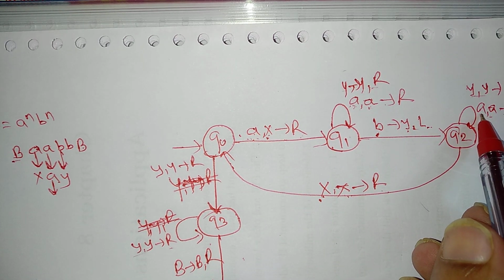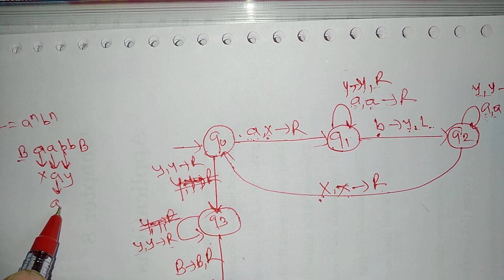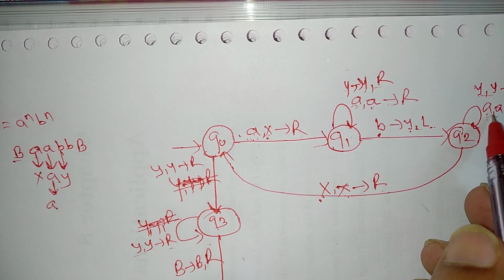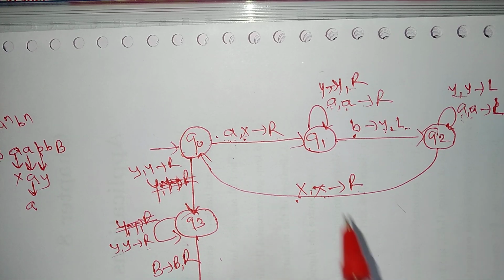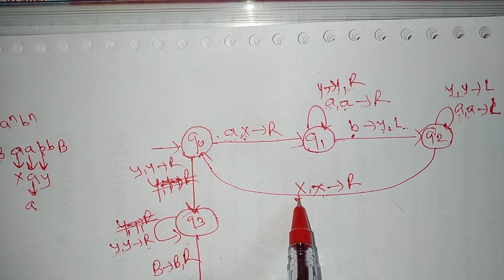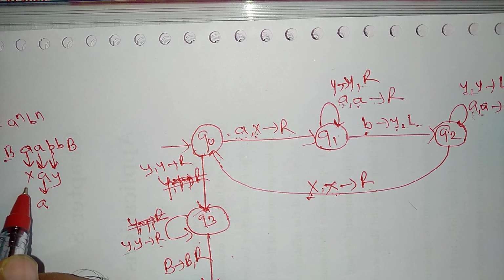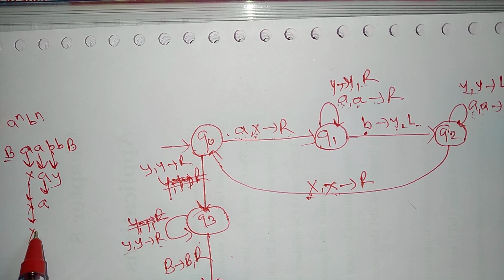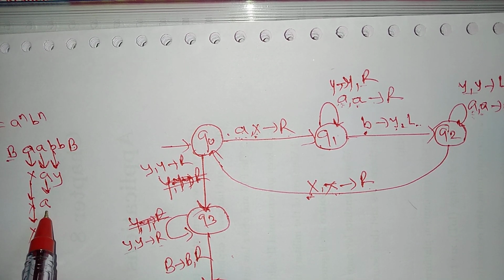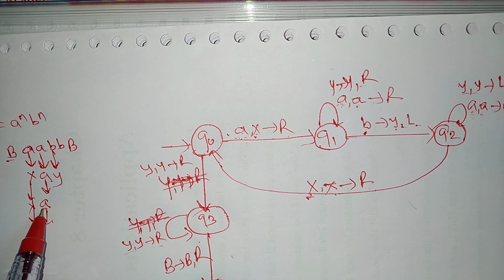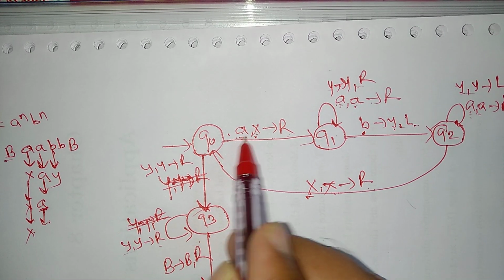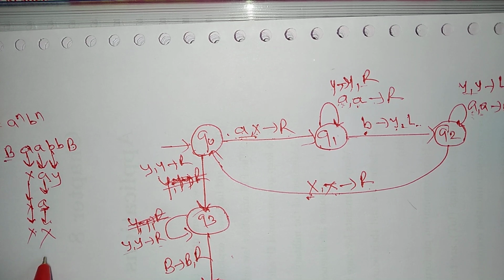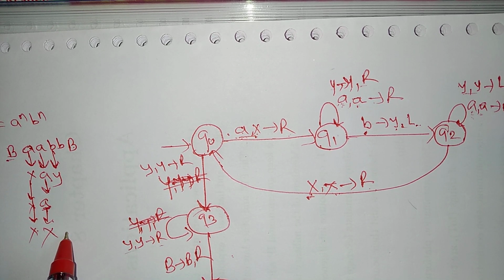So what I have found, A replaced with A itself. What am I waiting for? I am waiting for the first X to occur. Whenever the first X occurs, that will be replaced with X itself. It will move to the right side. On the right side, what do I have? I have A. So A is replaced with X. Then I will go to the right side.